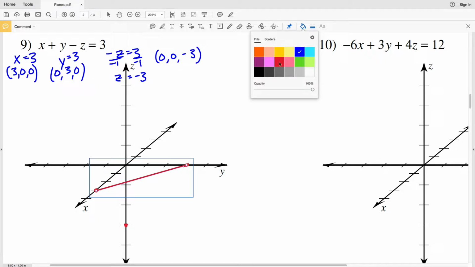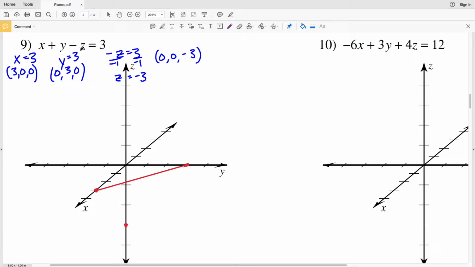So the x-intercept to the y-intercept is the trace, and that occurs on the xy plane when z is equal to 0. So in order to find that xy trace, we're going to set just z equal to 0 in our equation. So that'll leave us with x plus y equal to 3. So our trace of that line is x plus y equals 3.